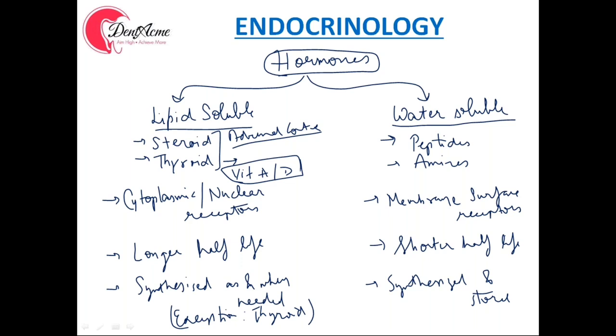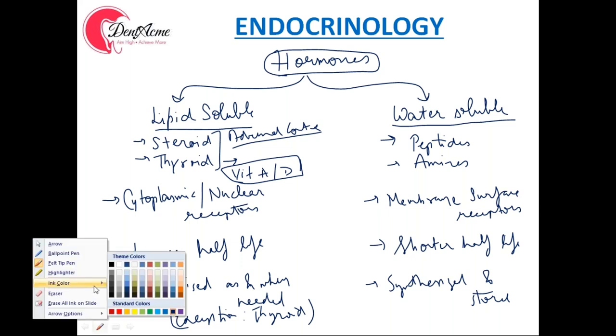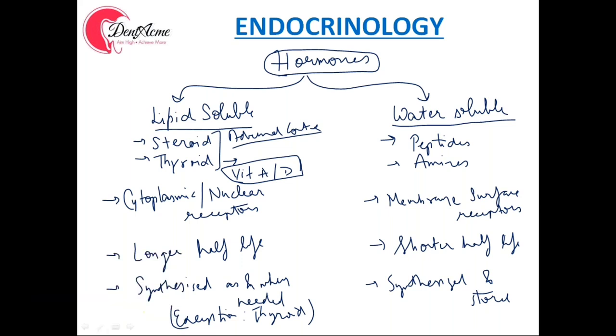Whereas the rest of the hormones, like insulin, glucagon, and the anterior pituitary hormones, all of which we would be talking about, are all water soluble hormones. So they act via membrane surface receptors. You get a lot of questions on the action of hormones, so what you need to remember is this.